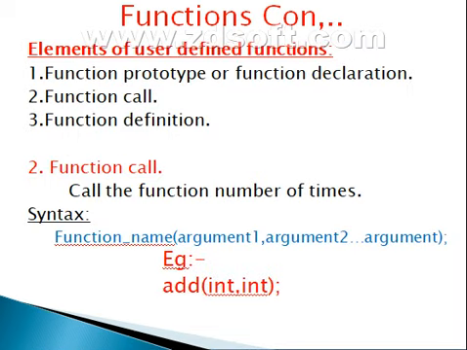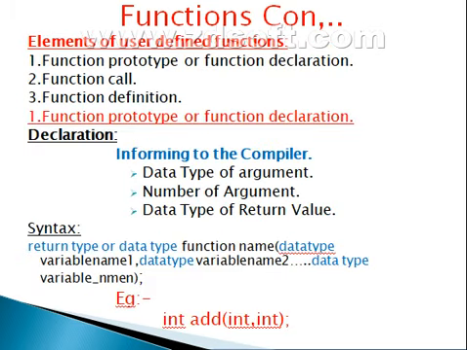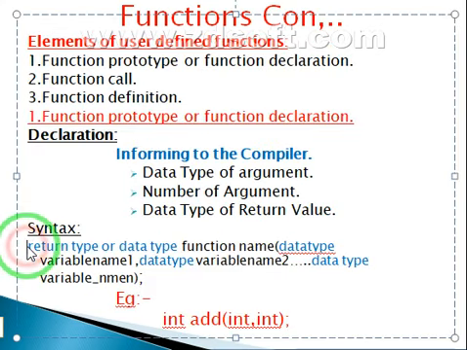Listen here, ma. The syntax: function name. Sorry, this is a function call. Listen here: the first one is the return type or data type. The possible values are void, integer, float, or character. There are four different options available to write the data type or return value: integer, float, character, or void.